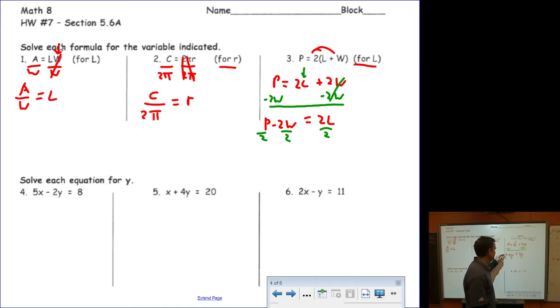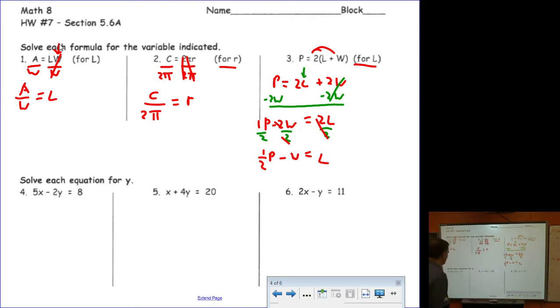And P divided by 2, or 1P divided by 2, is 1/2 P. Minus 2 divided by 2 is just W, and equals L. And we'll leave it at that for the moment.